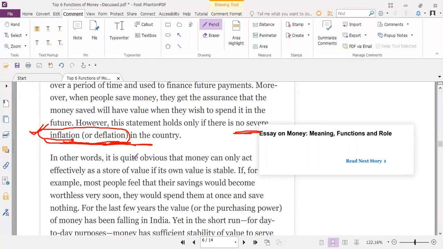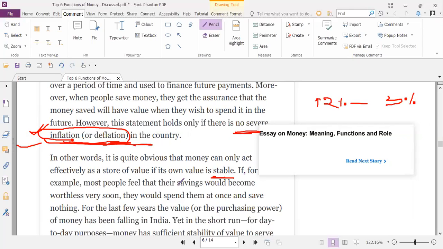In other words, money can only act effectively as a store of value if its own value is stable. So we need stability in inflation and deflation. Inflation and deflation up to a certain level is fine. Inflation of around 2-3% in an economy is actually good for the economy, but beyond this is not good. If there is stability, only then will money have value. Otherwise, money will lose its value.